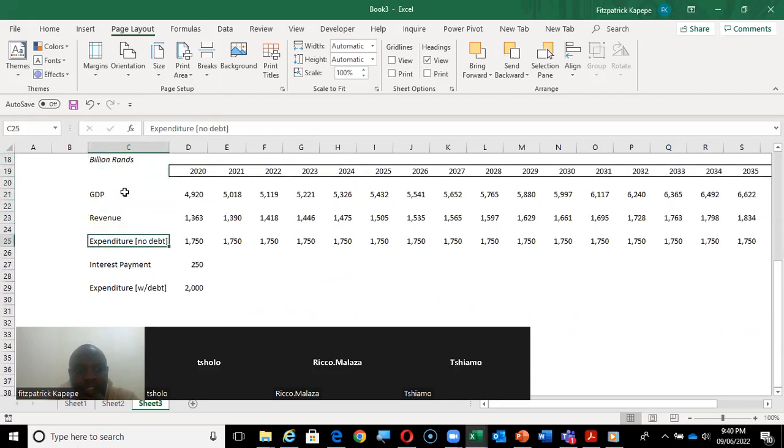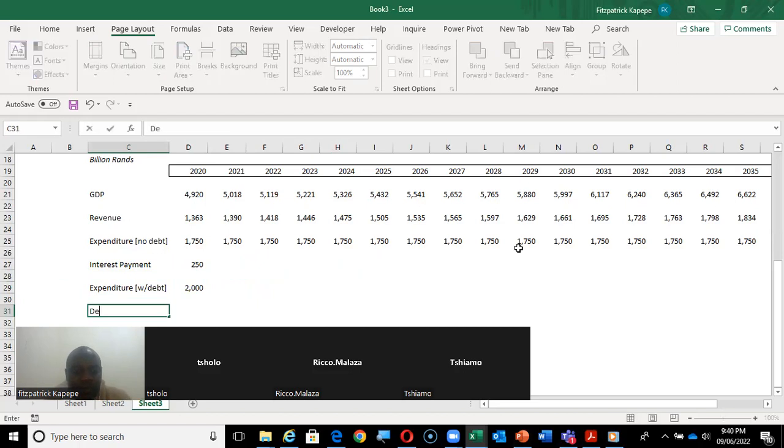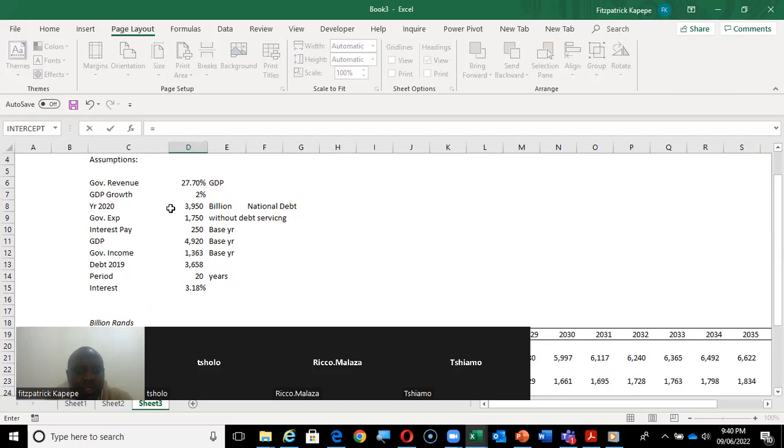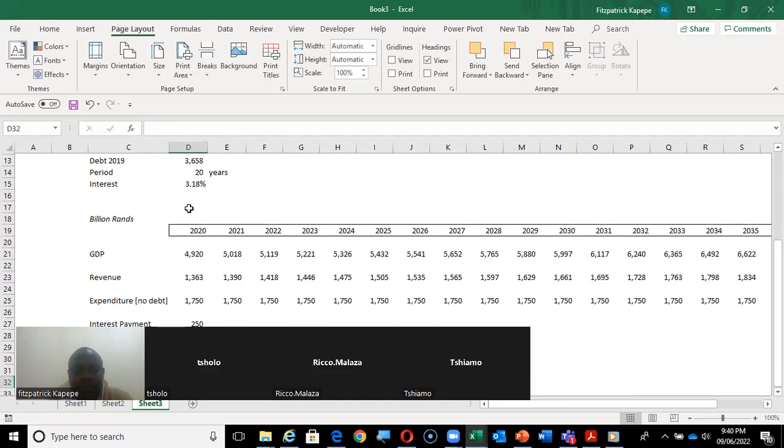Okay, so we have the expenditure without debt. We have the interest payment. This is what we'll need to populate here. You have the expenditure with debt. So the question now, we should check on the assumptions on debt. So in 2020 as a base, what was debt? How much debt was there? This 3950.